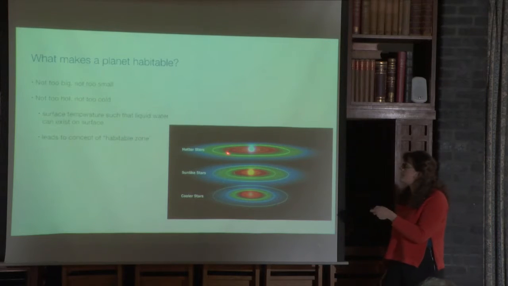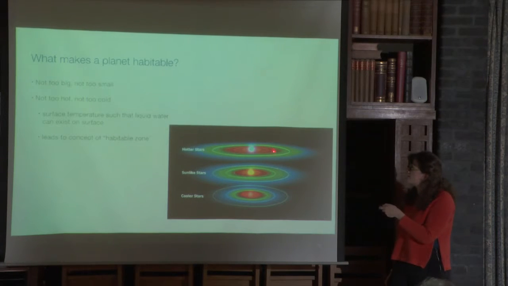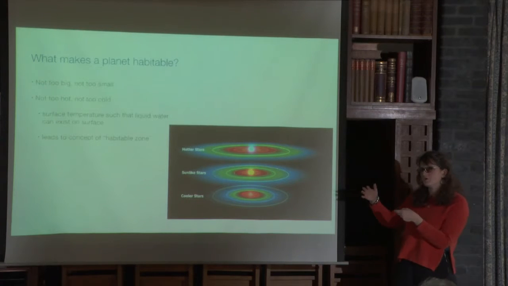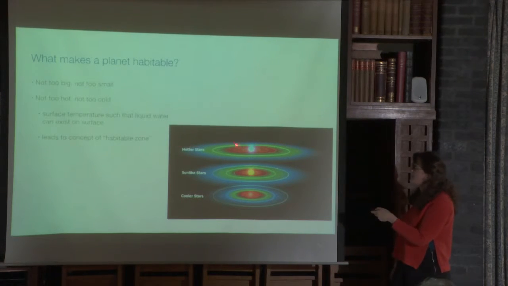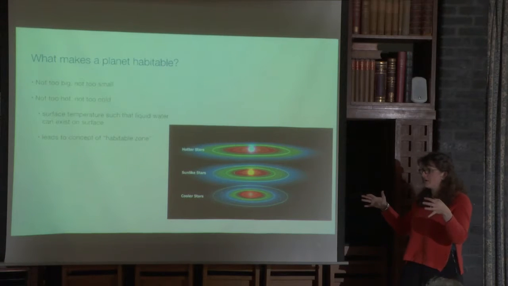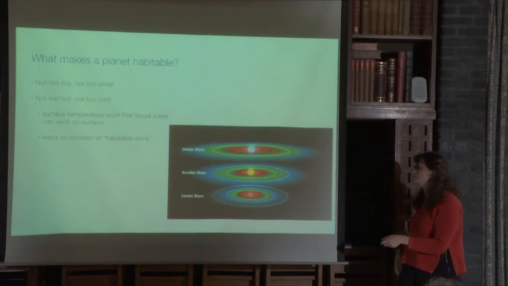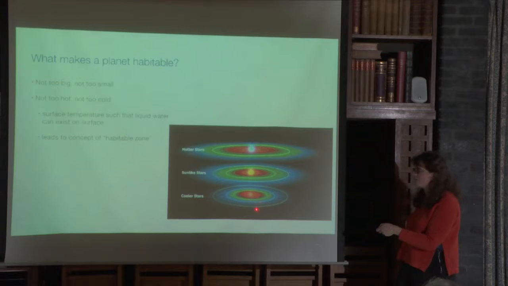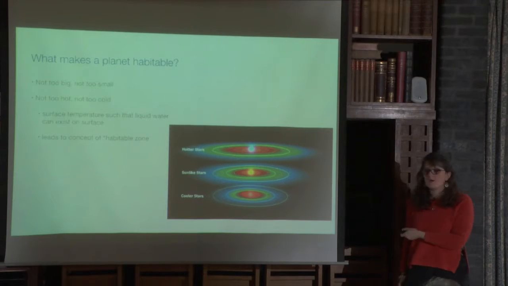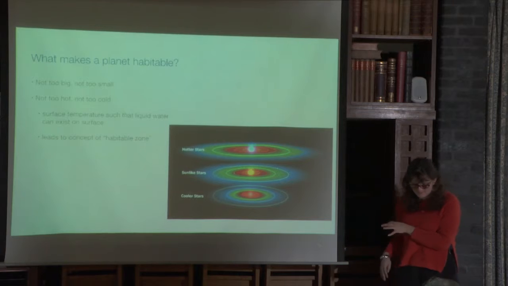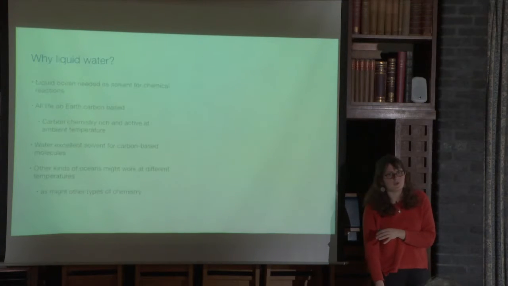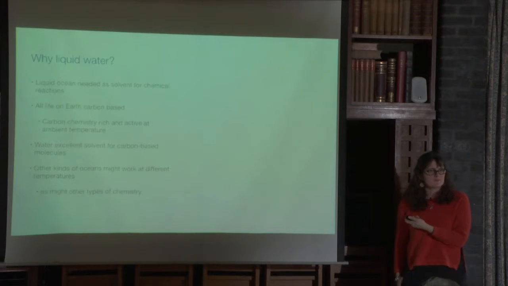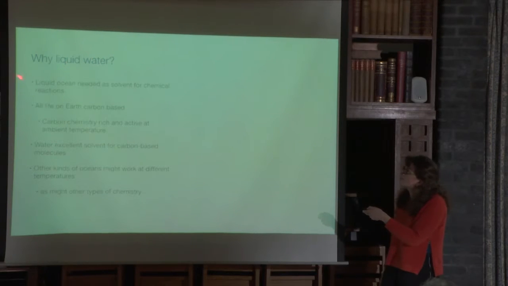And the inner boundary is essentially defined by runaway loss of the oceans, runaway evaporation of the oceans. And the outer boundary is actually defined by collapse of the atmosphere. The atmosphere just freezes out. And this habitable zone moves in as you go towards cooler stars because they emit less radiation. So that's the basic, simple concept of habitable zone. And it's natural to ask, why liquid water? Why is that such a widely used criterion? So you need some kind of liquid ocean, it's thought, as a solvent for chemical reactions to occur.